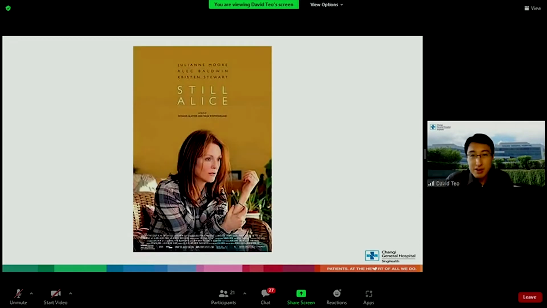So just to break the monotony, I'm going to show a short clip from this movie, Still Alice. I'm not sure whether you're familiar with it, but basically it's a movie about Alzheimer's disease. Julianne Moore, as you can see here, in the movie, is a psycholinguistics professor at Columbia University. And at the height of her very successful career, she starts to develop symptoms of dementia.